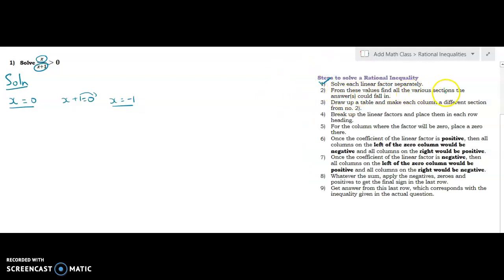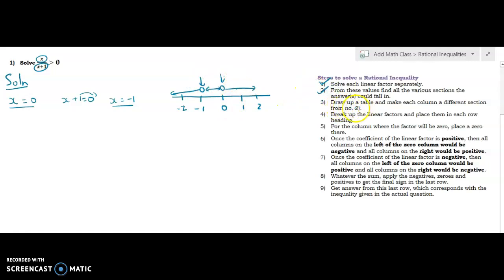From these values, find all the various sections the answers could fall in. So if I had x is equal to 0 and x is minus 1, my smaller value is minus 1. So I could draw a little makeshift number line, put minus 1 here, 0 here, 1 here, 2, etc. I don't need to really fill out a whole lot. But if x is 0, that means it will be here. If x is minus 1, that means it will be here. So my values from this number line show me that I can either have x is less than minus 1, x is equal to minus 1, x is between minus 1 and 0, x is equal to 0, or x is greater than 0. So I simply have 1, 2, 3, 4, 5 different sections, right?